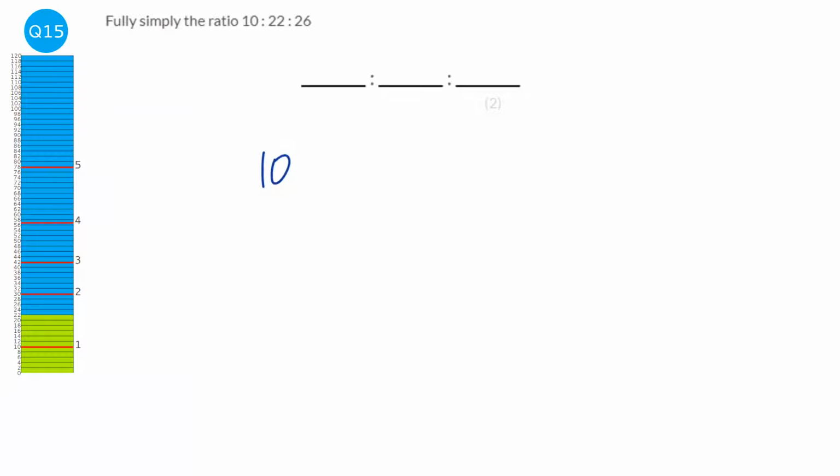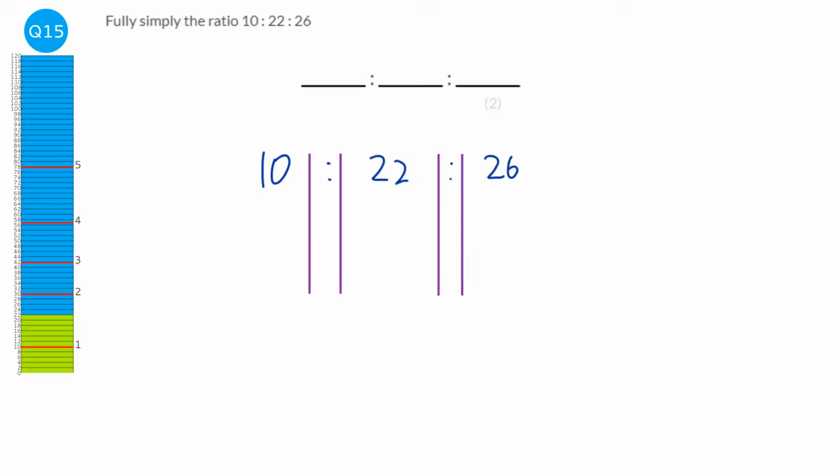So to simplify 10 to 22 to 26, I'm going to have to find something that I can divide the 10, the 22 and the 26 by. The biggest number I can do that for is 2. So if you look, 10 can be divided by 5 but nothing else can, 22 can be divided by 11 but nothing else can, and 26 by 13 but nothing else can. The only thing we can divide all of them by is 2. So that will be 5 to 11 to 13. So the answer is 5 to 11 to 13.